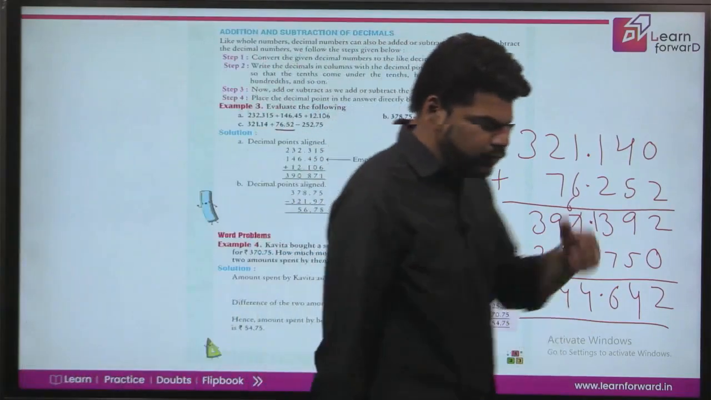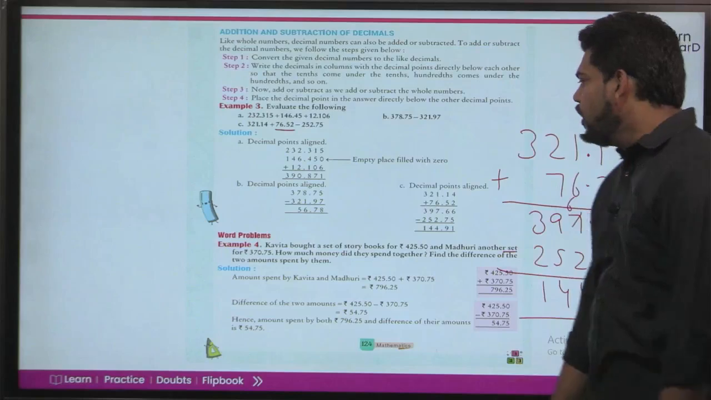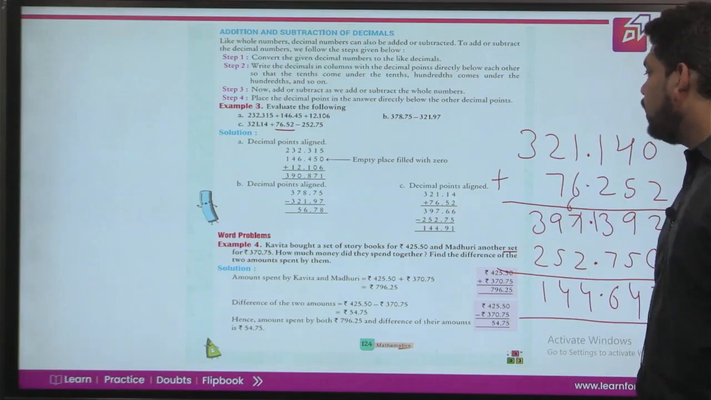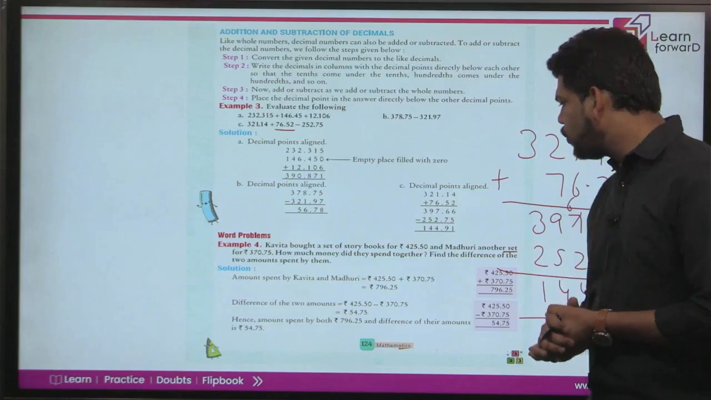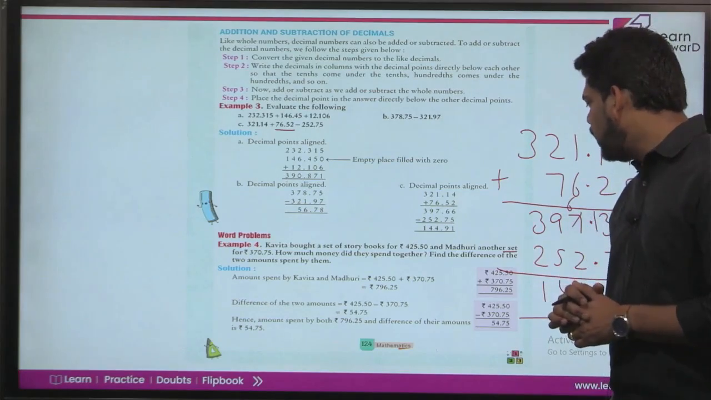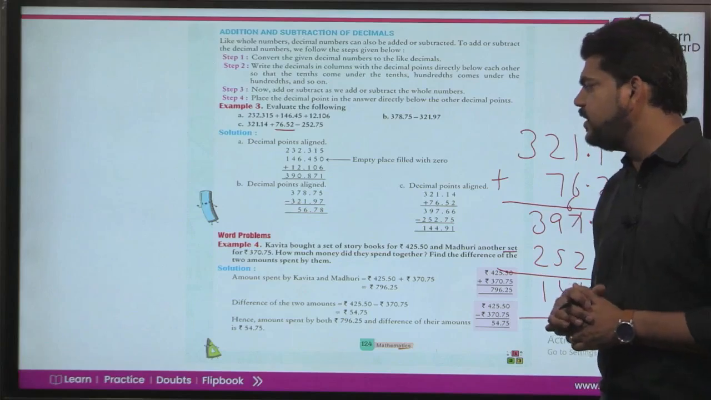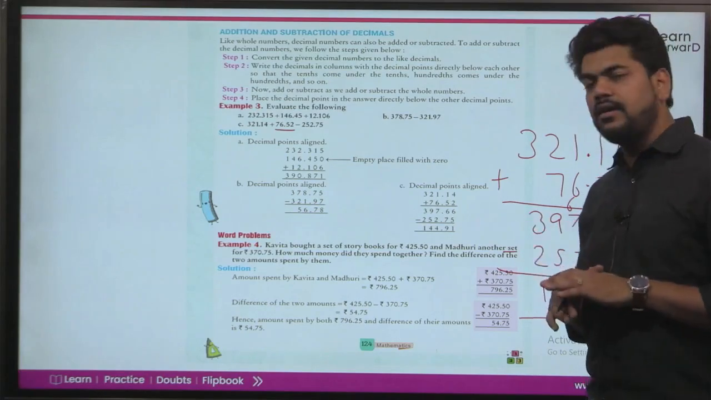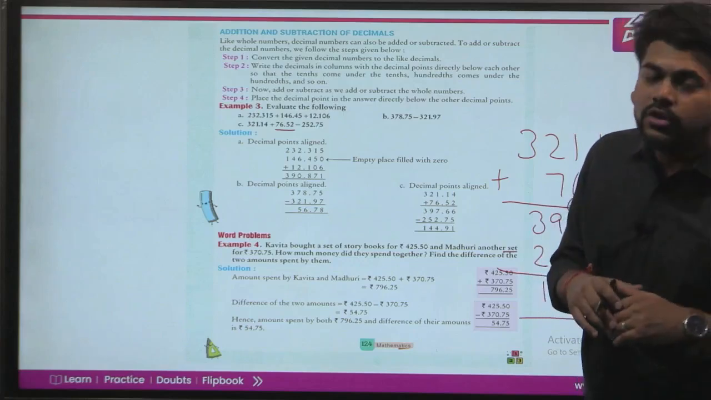Now let us do one word problem. Kavita bought a set of story books for rupees 425.50 and Madhuri another set for 370.75. How much money did they spend together? How much is the total amount of money they have spent?